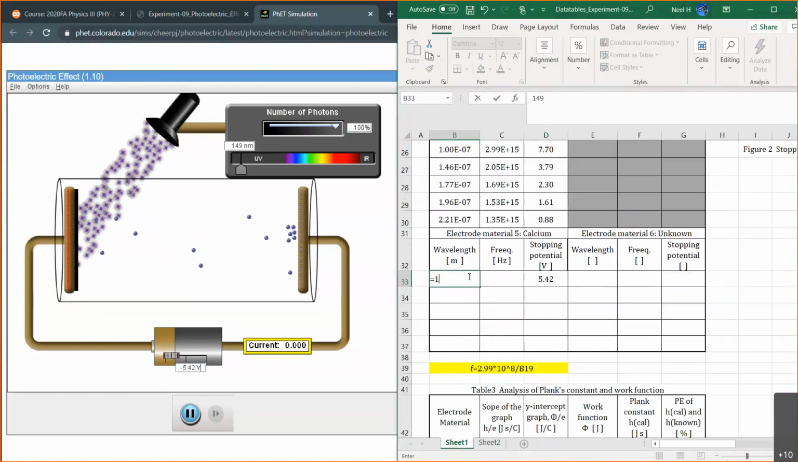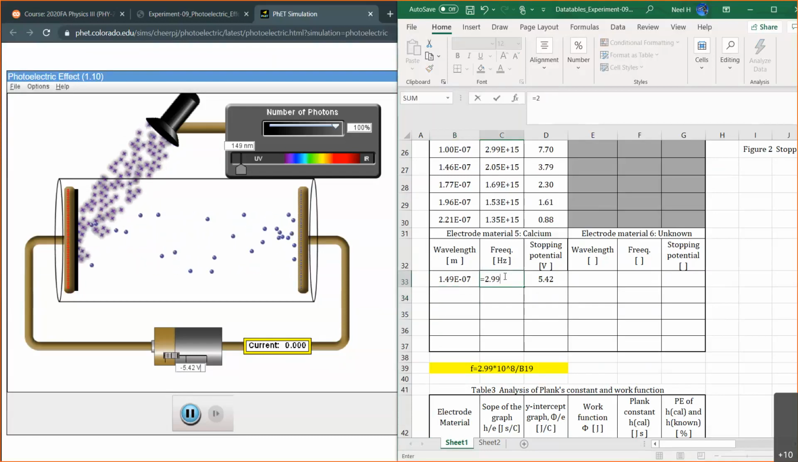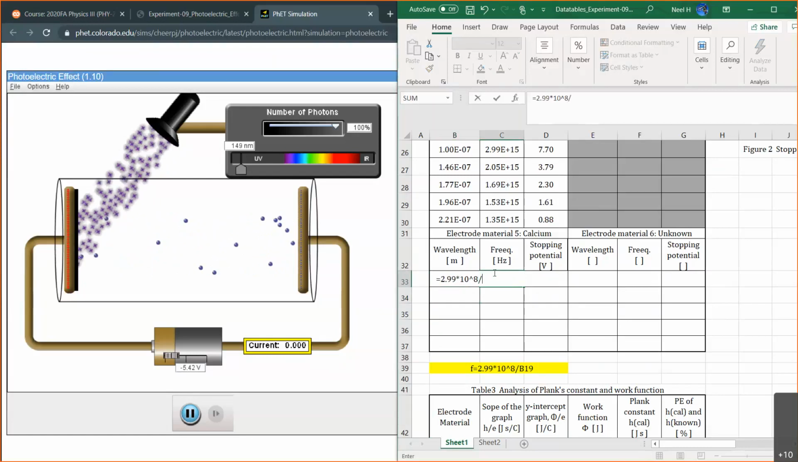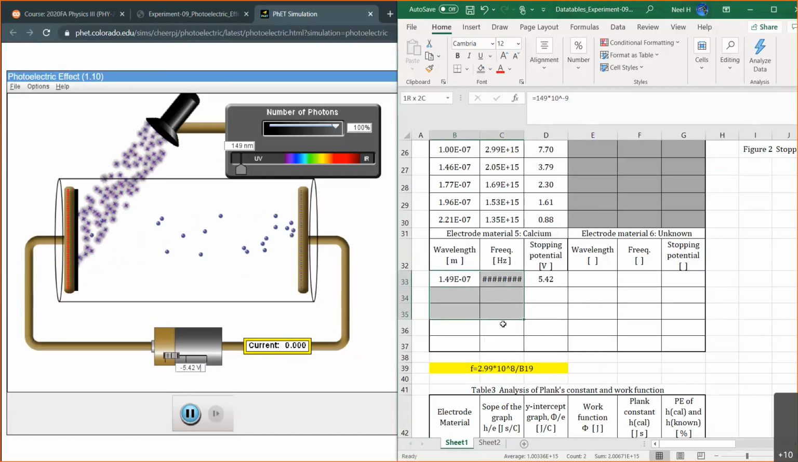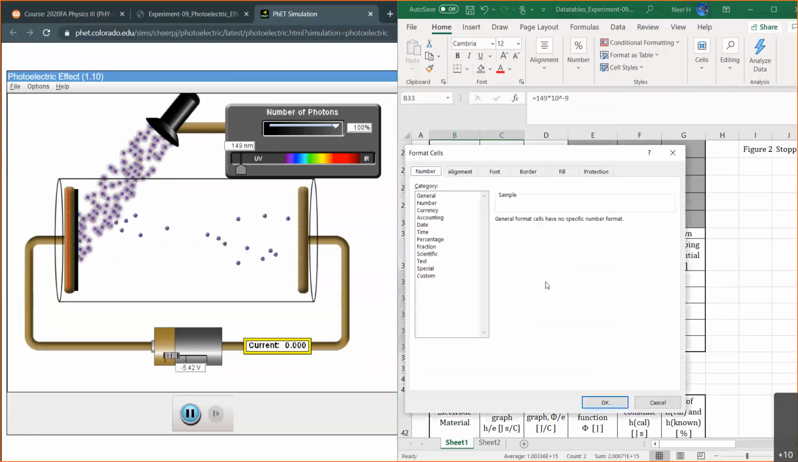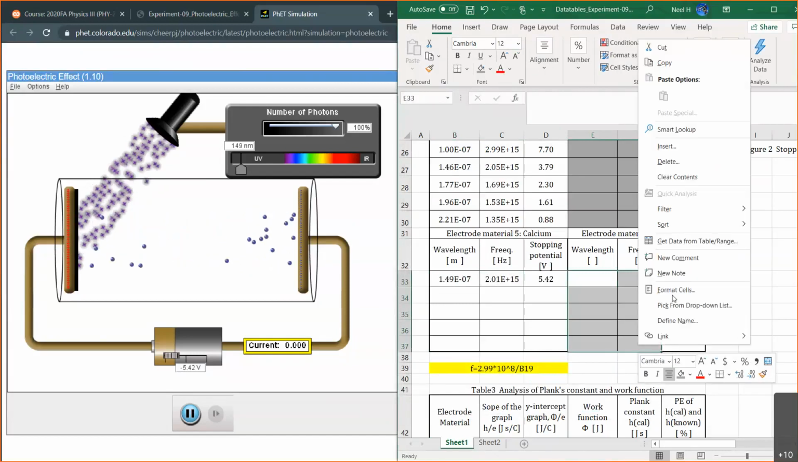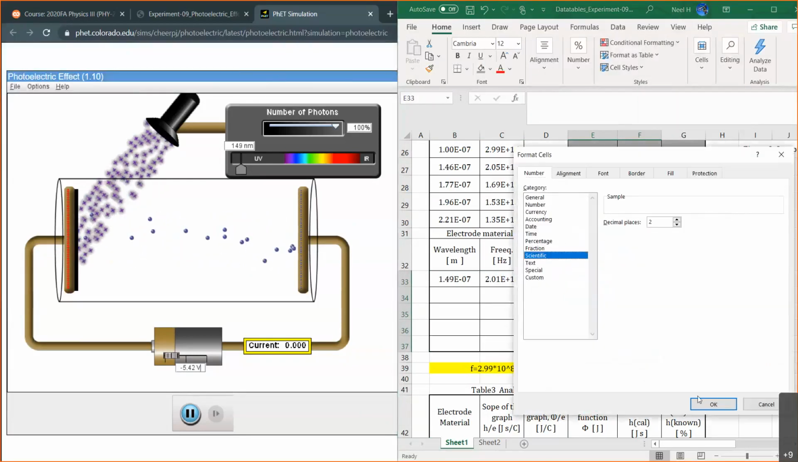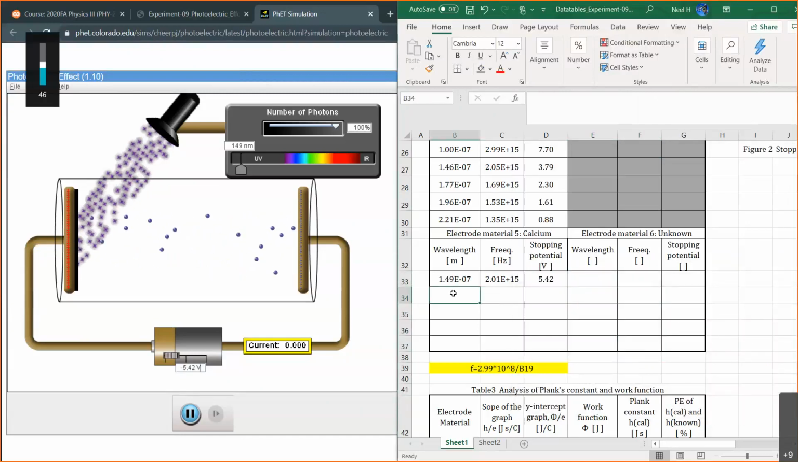149 times 10 to the power minus 9. And then you continue: frequency is equal sign, 2.99 times 10 to the power 8, divided by the wavelength. Wavelength is cell number B33. This should be in scientific notation: highlight, format cells, scientific with 2 decimal places. These also, highlight, format cells, scientific with 2 decimal places. And then likewise, we'll continue.